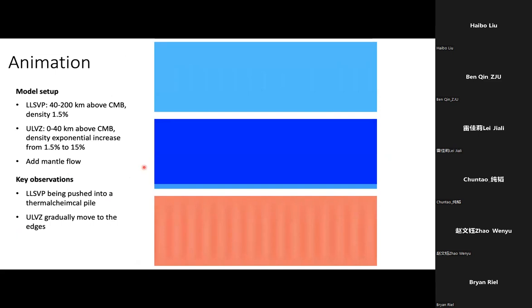Then the authors conduct geodynamic modeling, trying to explain some of the seismic observations. They set up a geodynamic model and parameterize the lower mantle LLSVP as the region from 40 to 200 kilometers above the CMB, with density set to 1.5% higher than the ambient mantle. The ULVZ is defined from 0 to 40 kilometers above the CMB, and the density increases exponentially from 1.5% to 15% near the CMB compared to the ambient mantle. Then they add the mantle flow and boundary conditions and let the model run for 4.5 billion years.